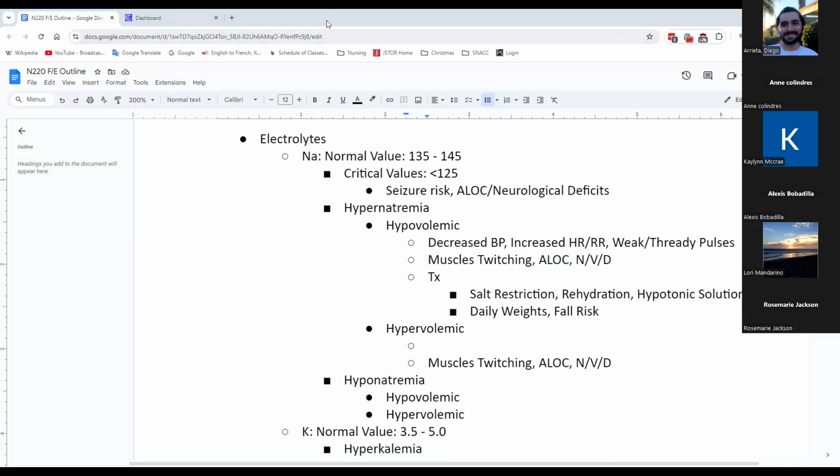Get some bounding pulses, okay. High BP. Yep. Gonna have a little bit more high BP. You can have shortness of breath if that fluid ends up building up in the lungs. JVD, yes, you'll have that JVD, that engorgement of that big vein near your neck. Increased respiratory rate, yeah.